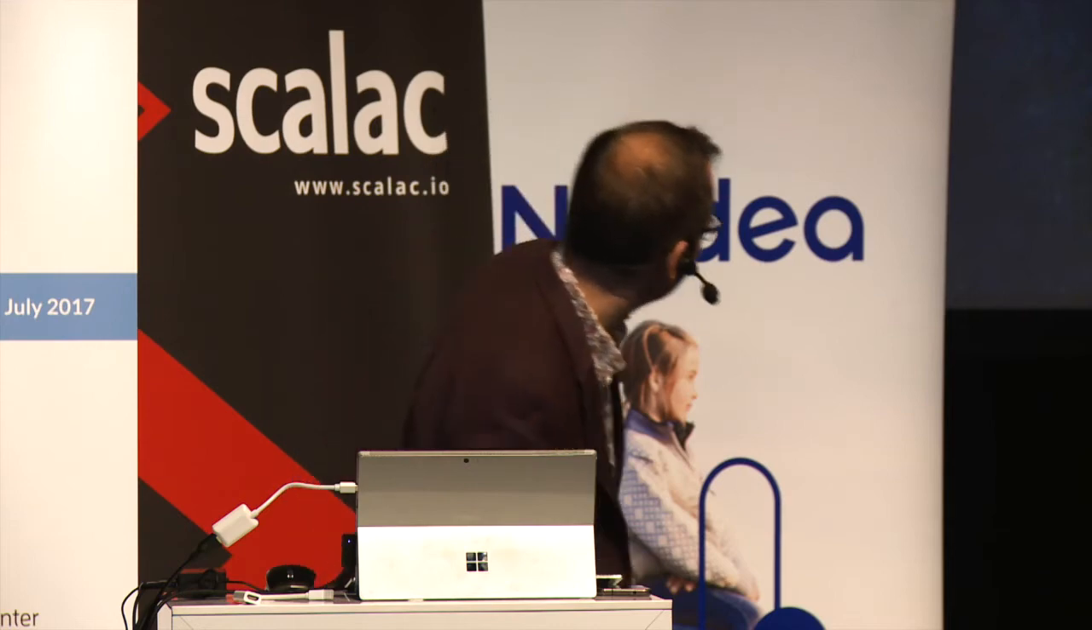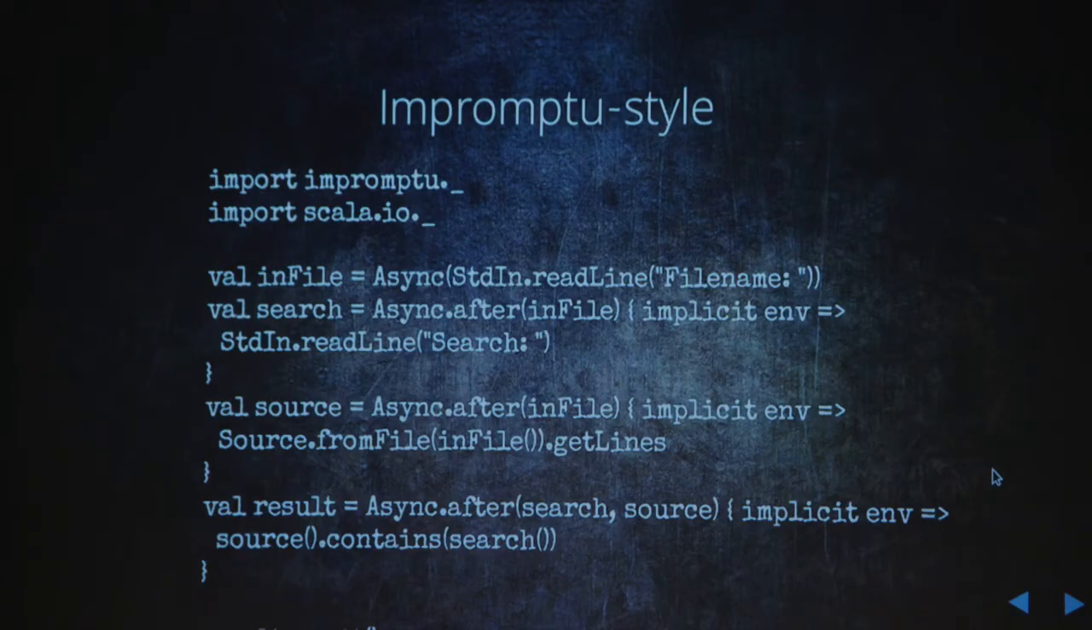And now I'll show you, it's actually slightly falling off the slide, but maybe I can improve that. Maybe I can't. This is the way Impromptu does it. So wherever you saw future previously, I'm going to say async instead. So we're going to create an asynchronous task here. We're going to read the file name from standard input.